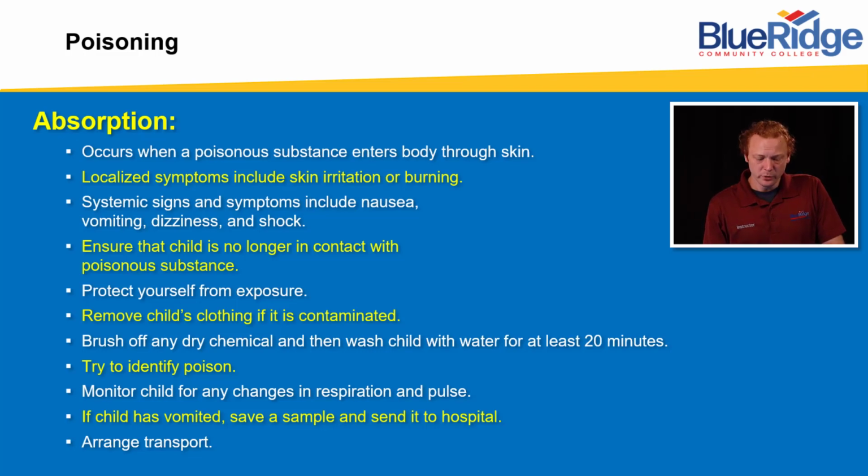Try to identify the poison and then monitor the child for changes in respiratory rate or pulse rate. If the child has vomited, see if you can collect a sample and send it with the patient to the hospital so that they can attempt to identify it in the lab there.